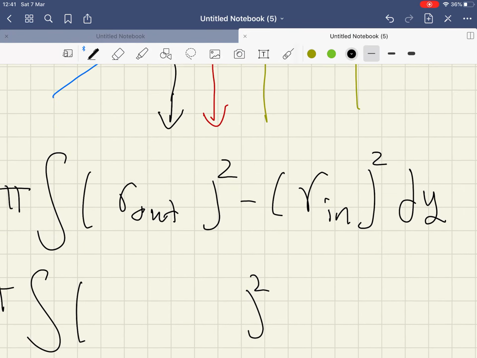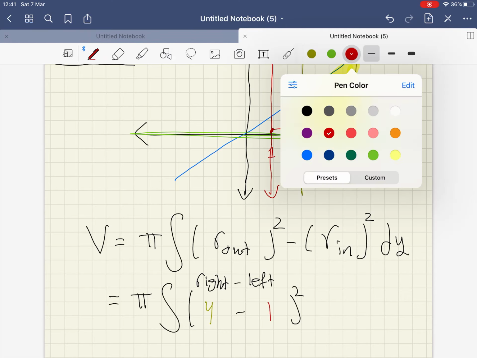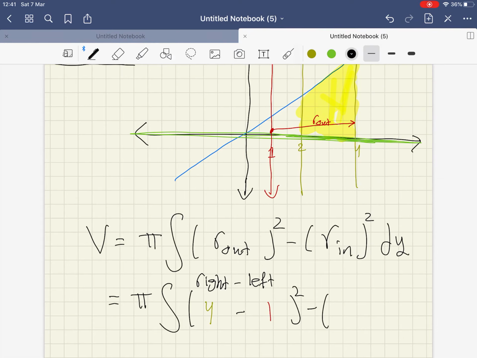Now you have to tell me if it's in terms of y. We need to know what is the right function and what is the left function. The right function is clear because it's just x equal to 4. And the left function, again, it's clear because it's just the red line, which is 1. That will give me the R out. Doing the same with the R in.